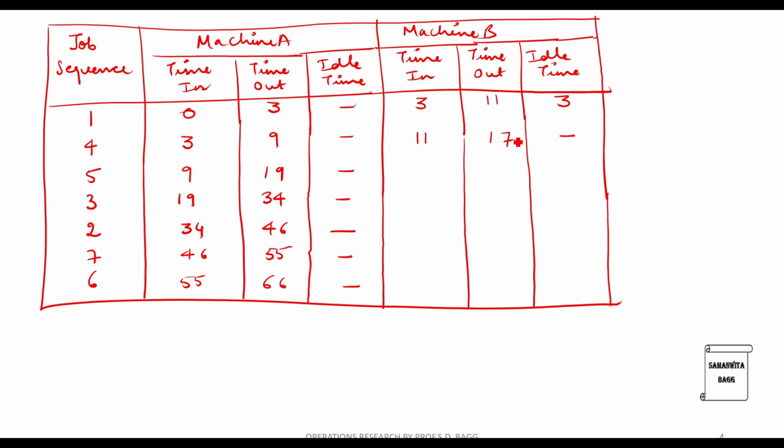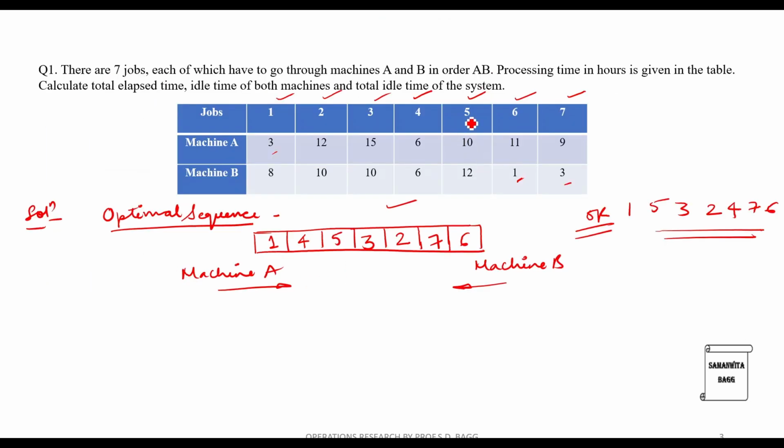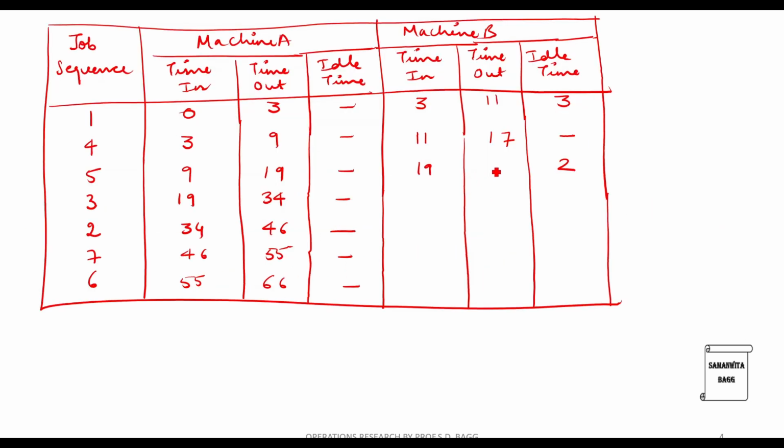Then you see it is leaving on the 17th hour. B is entering at the 19th hour. So for 2 hours, again we have an idle time. So it will start at 19. 5th job, B is 12. So this now becomes 31. This is 31 and this is 34. So for 3 hours, our machine is idle.